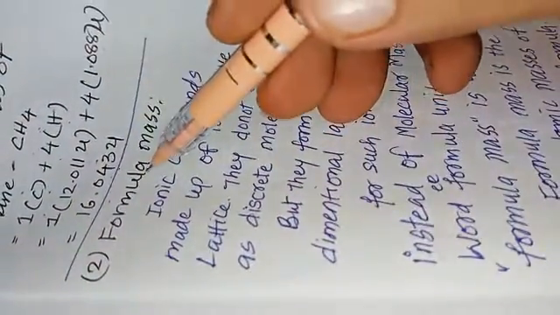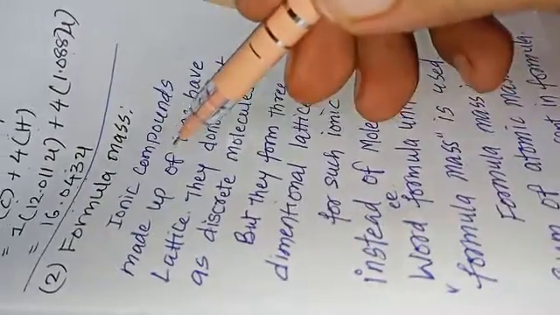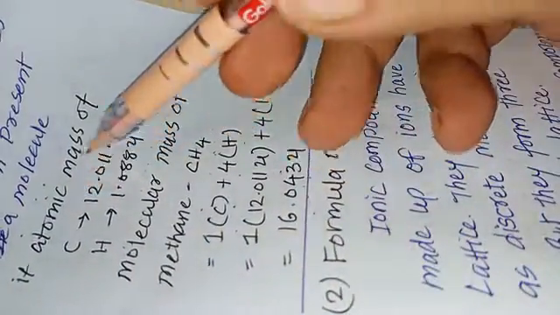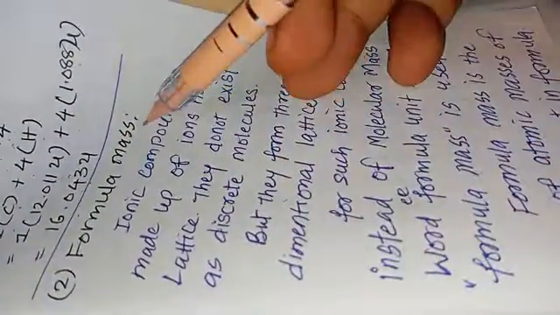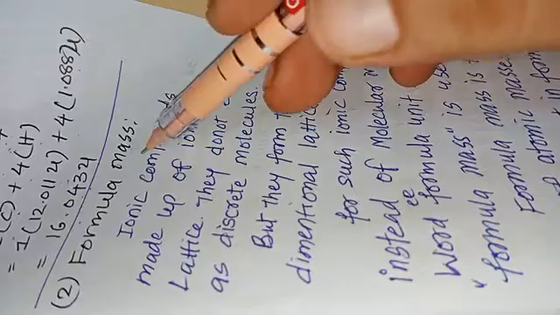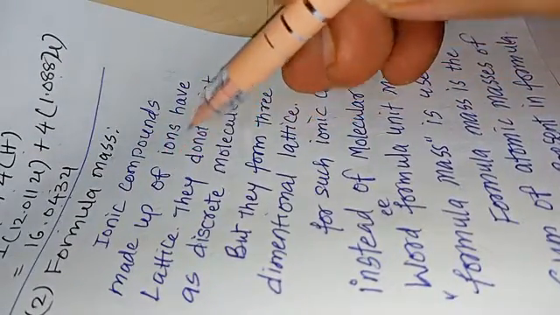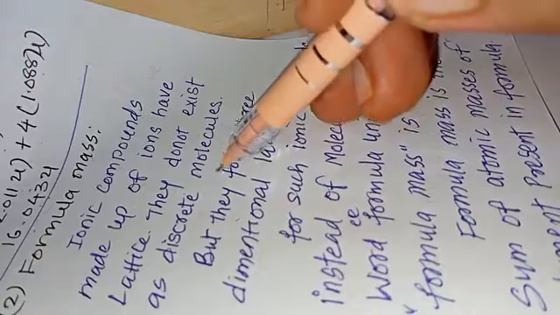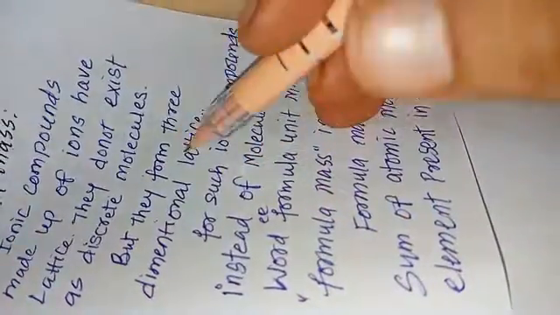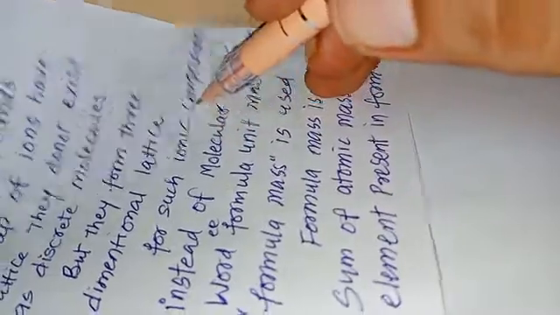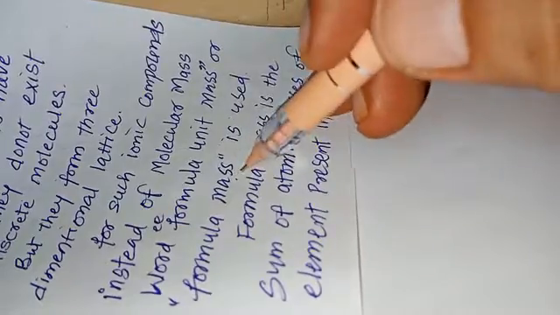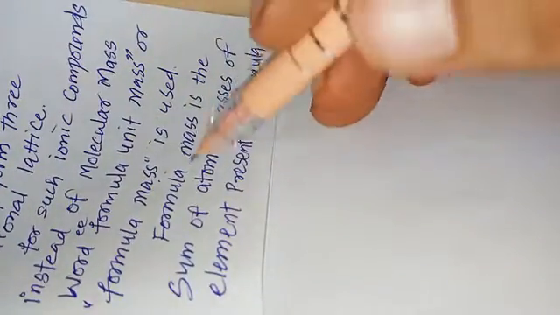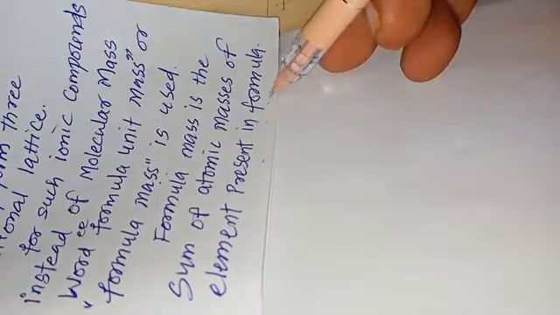Now we want to study about formula mass. Methane is a covalent compound where there is a covalent bond between carbon and hydrogen. But some compounds are ionic compounds, so they do not have molecules but they have a lattice or crystals. Ionic compounds made up of ions have a lattice. They do not exist as discrete molecules, but they form a three-dimensional lattice. For such ionic compounds, instead of molecular mass, the term formula unit mass or formula mass is used. Formula mass is the sum of the atomic masses of the elements present in the formula.